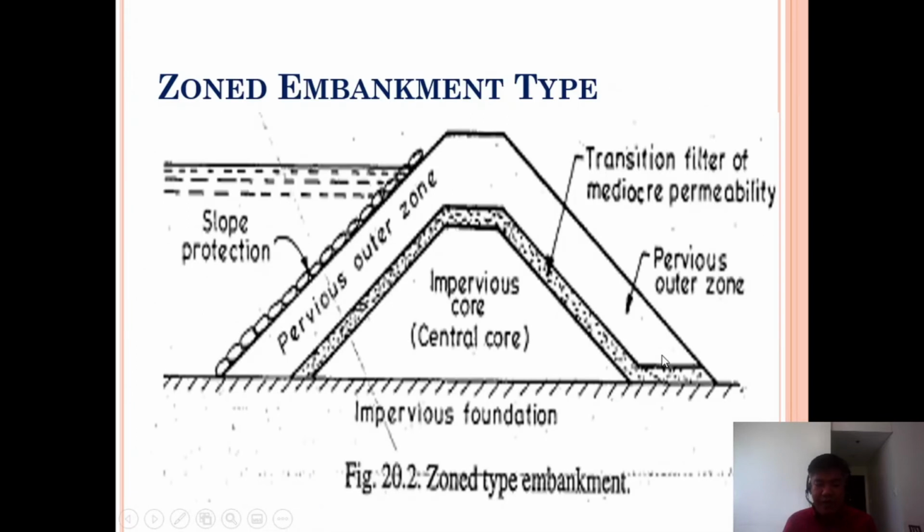So another one, here we are, the zoned embankment. The zoned embankment type is patterned from the word zoned, so you have the different zones. You have here the pervious outer zone, then you have there the impervious central core, which is another zone. It could be of the same material, so it can be divided by another transition filter. So another material, so it has different permeability.